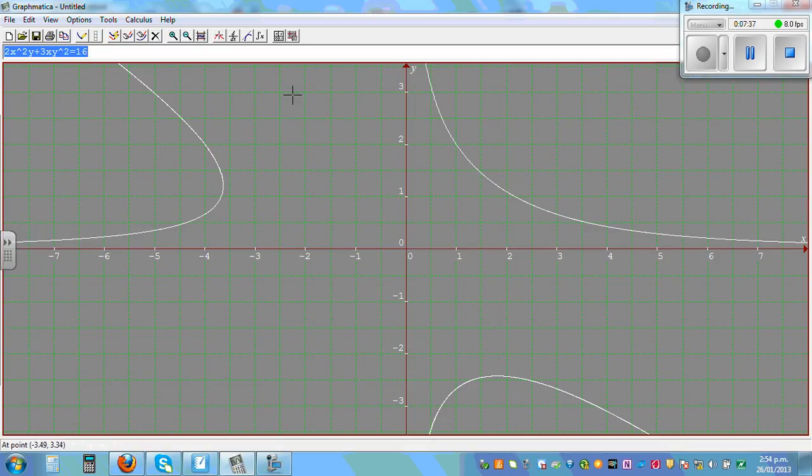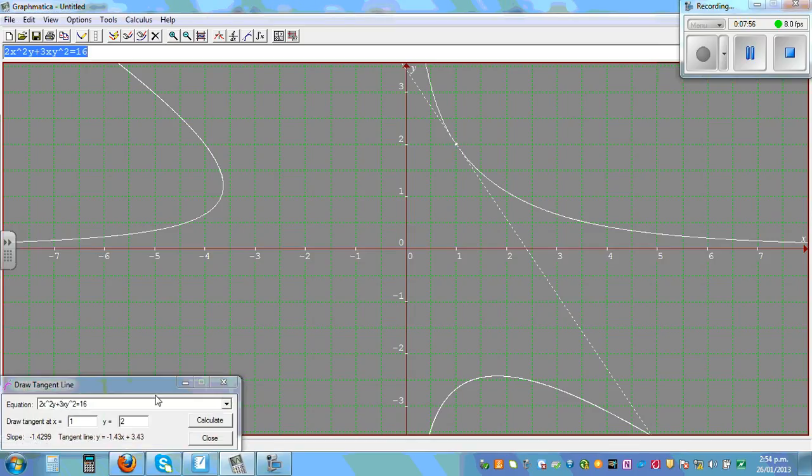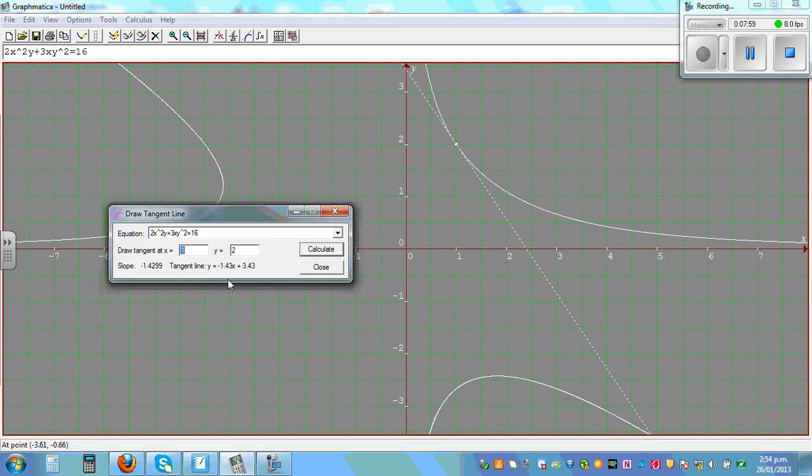So if I draw a tangent, let's confirm whether our derivative is right. This is 1, 2. I want to draw a tangent at this point. I hope you can see, the equation of the tangent line at 1, 2 is y equals minus 1.43x plus 3.43. So let's confirm that.